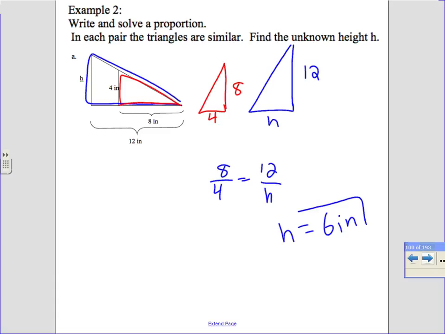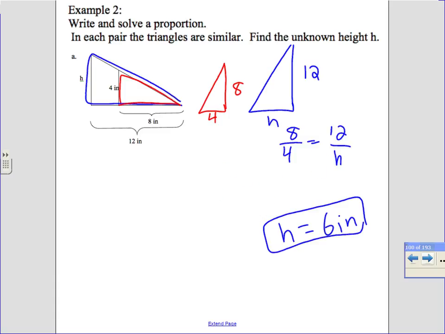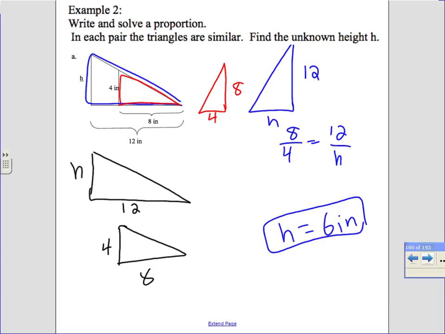Now, let me just real quick go back to this one. If you don't like drawing them how I did, you may also take the bigger triangle, keep it the way that it is. So this would be your bigger triangle. Here's H, here's 12. Your smaller triangle, 4 and 8. Whether you draw them like this or like this, you get the exact same proportion. Give me a head nod. Do you guys understand how there's 2 ways to draw it? You guys just look tired today, making sure you're with me.